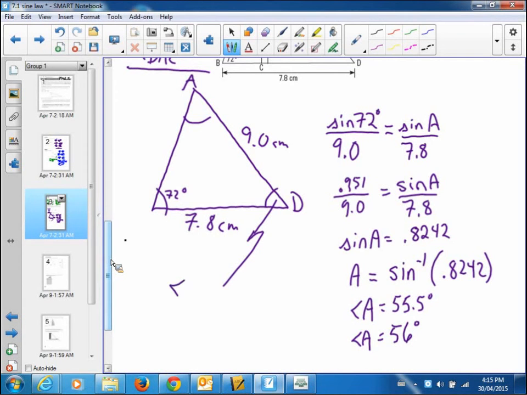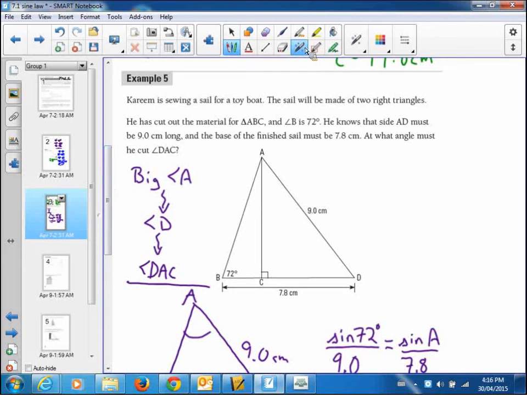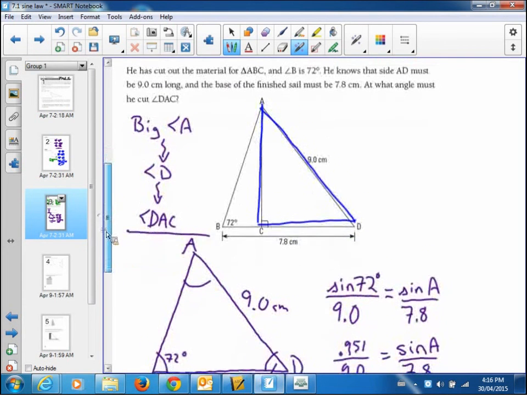Angle D is 180 minus 72 minus the 56. So that's 52 degrees. Why did I need that? Well, let's go back to our master plan here. Finding big A, that is the big angle D. And now, we have an angle inside this right triangle. We could find the small angle, CAD, what we want to find.